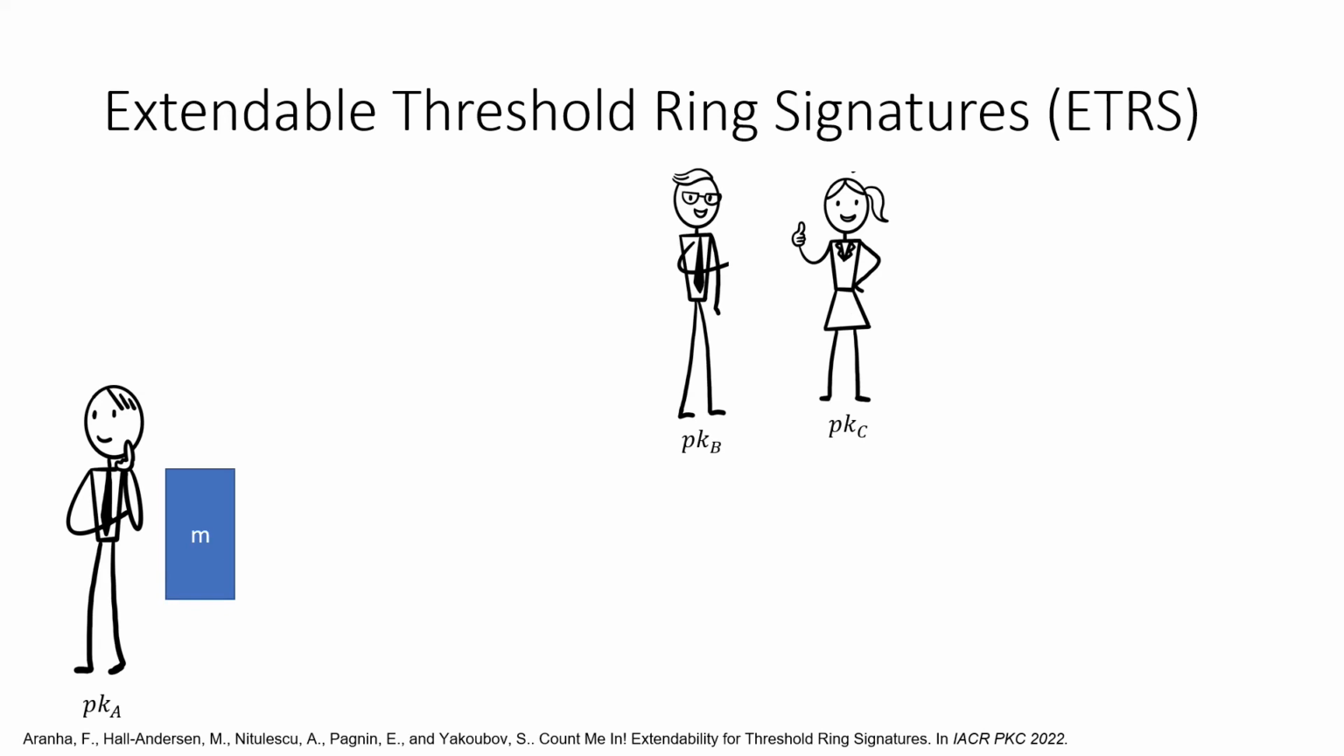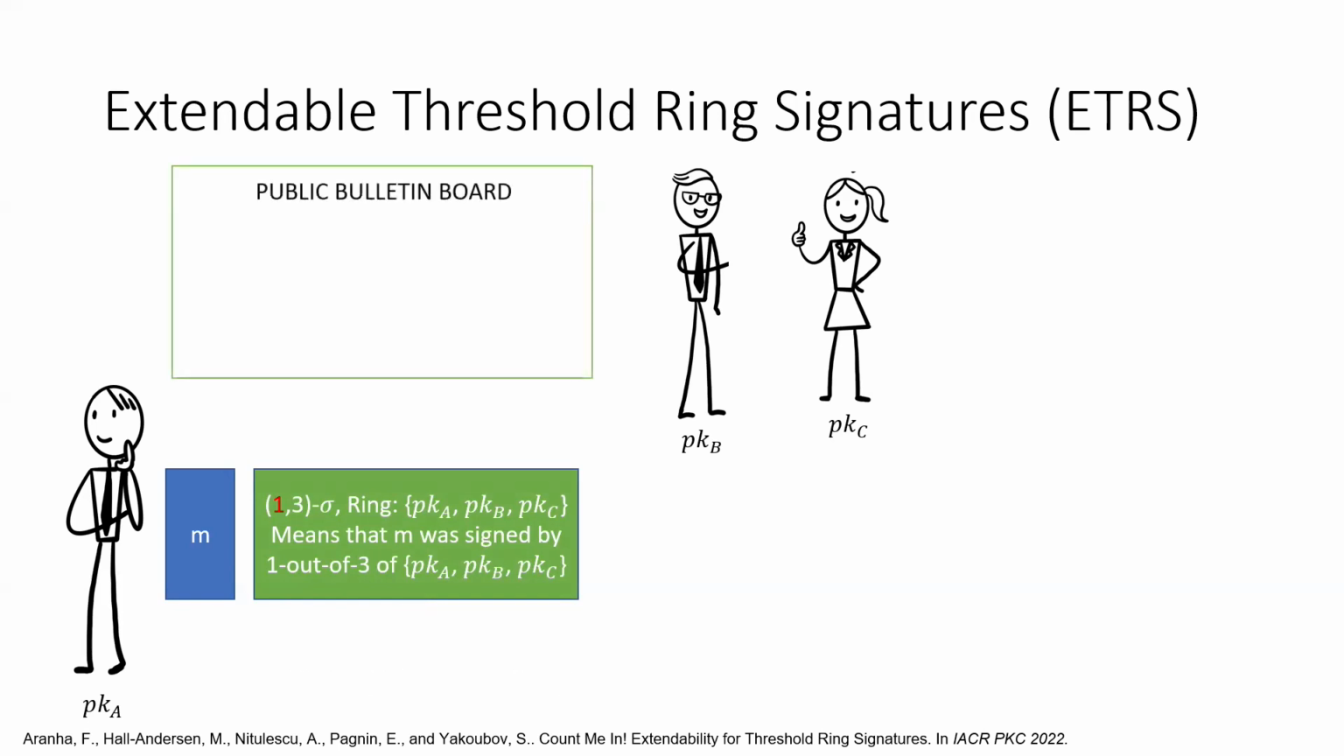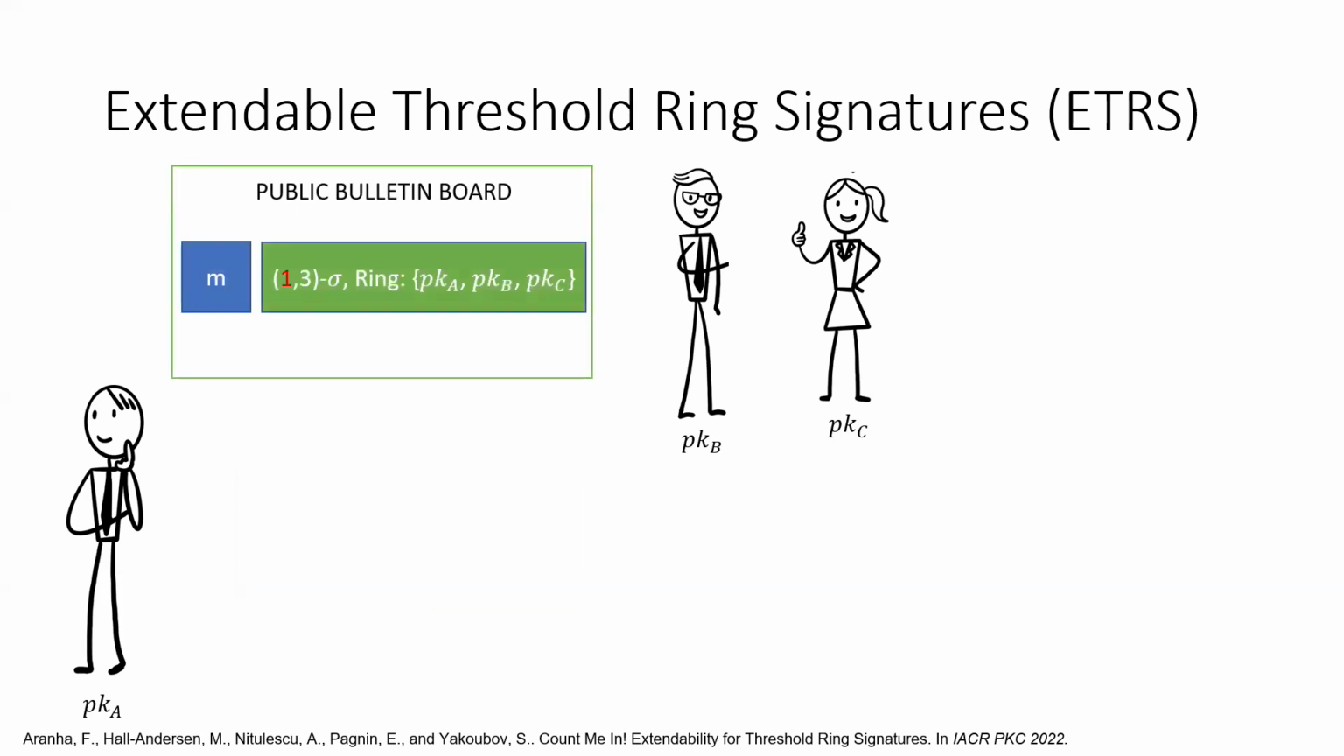Imagine that we have a user A that wants to start a public petition, and he also knows the public key of user B and user C. User A would encode the petition in this message m, and then run a signing algorithm on input his secret key, the message, and all the public keys that he knows. This gives us a 1-out-of-3 signature that certifies that the message m was signed by either user A, user B, or user C, but without disclosing the concrete identity of the signer. Then user A can start the petition by posting the message and the signature on a public bulletin board that everybody can see.